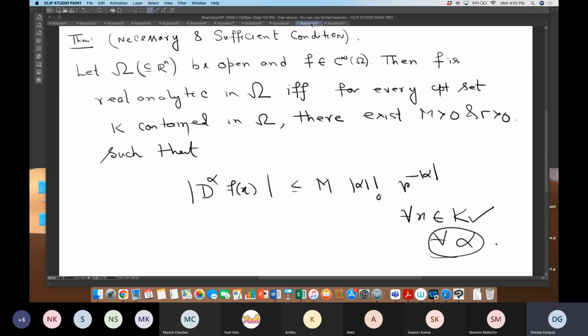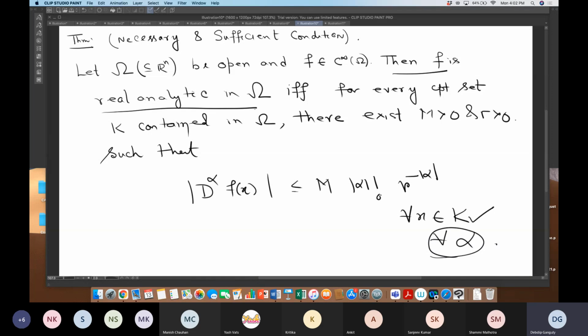Okay. So first, which part will I prove? Suppose f is real analytic. So we have assumed that f is real analytic.